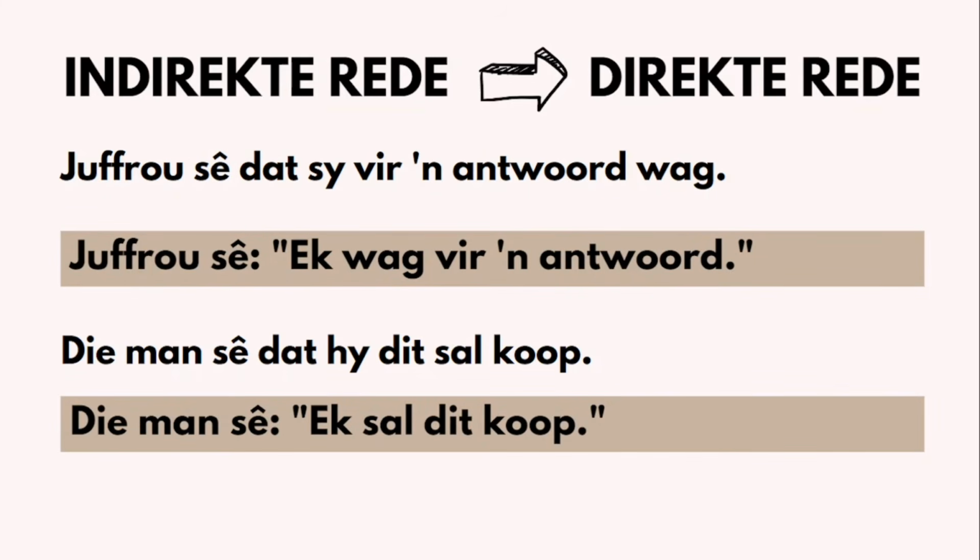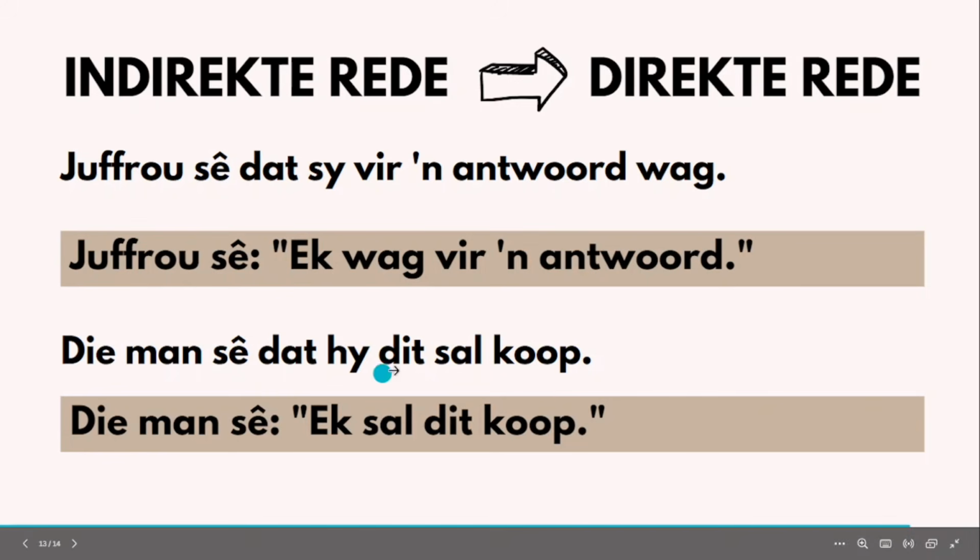Okay, these are the answers to those two sentences. Let's see if you got it right. So juffrou is your subject. Say that. Okay. Sy, which is juffrou, verantwoord wag. Wag was taken to the end because there's that. So now it must go right after the subject. Okay. Juffrou sê, inverted commas, ek, because sy is her, right? And now she's talking in her own words. Ek, then you took wag back, wag vir 'n antwoord, full stop, done. Who got this right? Awesome.